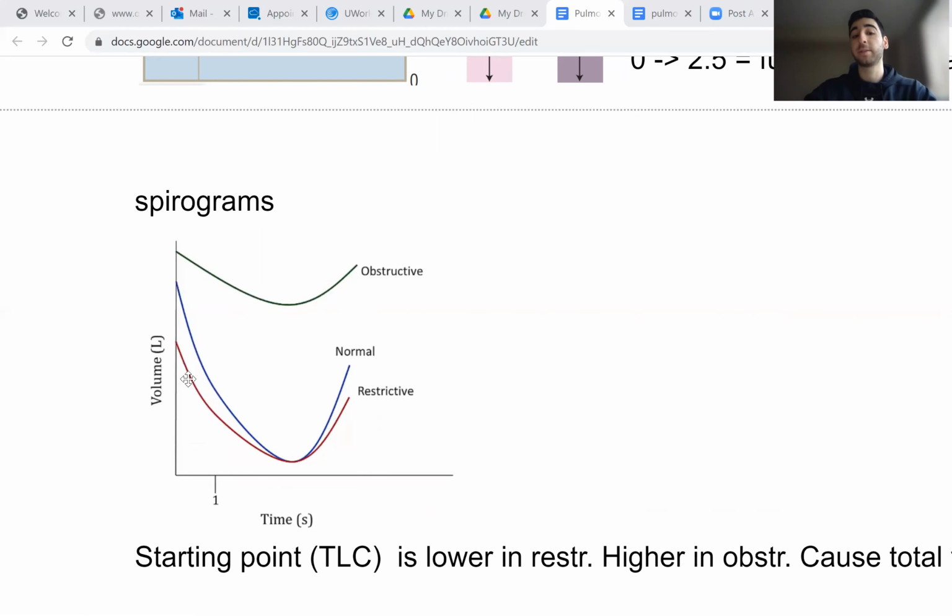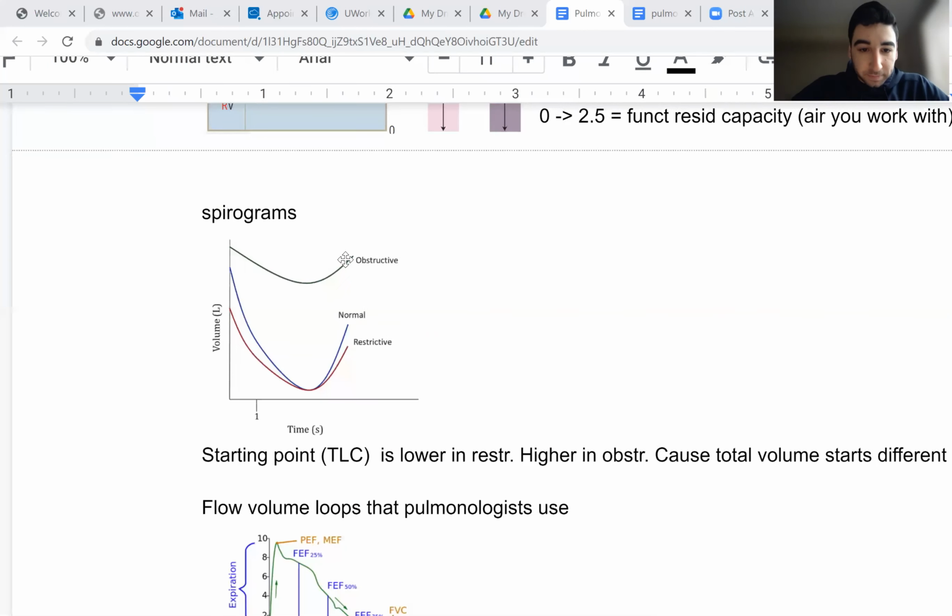So when they breathe out, they can still breathe out quickly and breathe out as much air as a normal lung, but they cannot start at a higher amount of volume. Obstructive diseases, on the other hand, their lungs are hyperinflated. Patients with obstructive disease have hyperinflated lungs. And so when they breathe out very slowly, they can return to a much greater volume because they're holding so much air in their lungs.